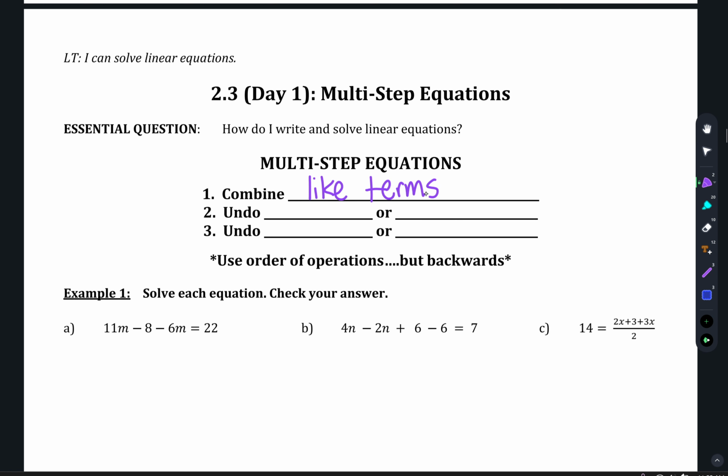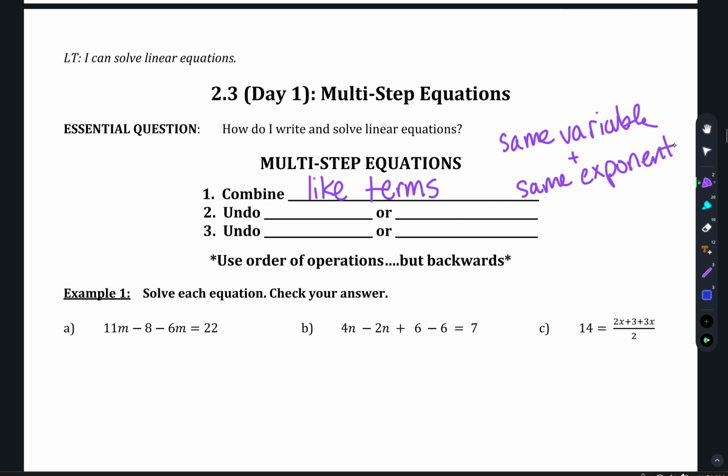Can somebody remind me what like terms are? They need to have 2 things to be like terms. What are they, Jaden? Perfect. Same variable and the same exponent. So that's what we're going to have to do first, is combine those like terms.